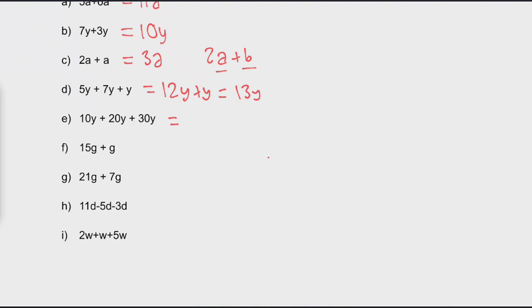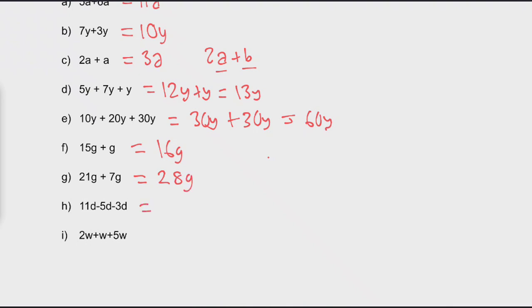Next, 10y plus 20y plus 30y. So 10y plus 20y is 30y. We want to add that other 30y on, and we get 60y. Then 15g plus g is 16g. 21g plus 7g is 28g.